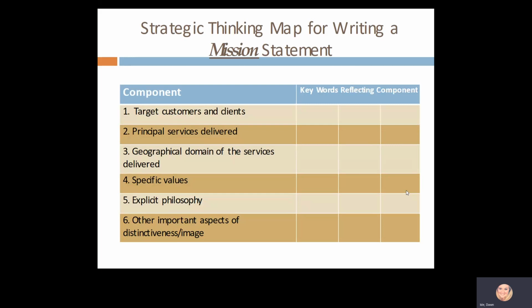Principal services delivered, geographic domain of the services delivered, specific values, our explicit philosophy, and other important aspects of our image and distinctiveness. You would be looking at the component and then coming up with key words to reflect that component. So, for example, target customers, who do we serve? Right? It could be the greater Detroit area. It could be, who are your target customers, right?